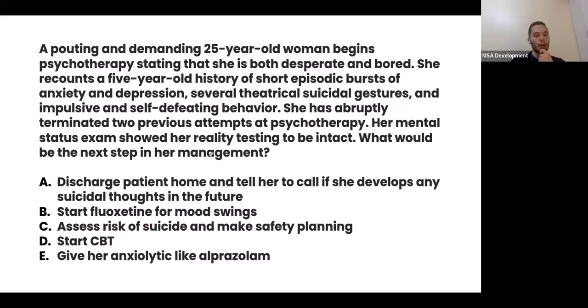Perfect. Right. A pouting and demanding 25-year-old woman begins psychotherapy, stating that she is both desperate and bored. She recounts a 5-year history of short episodic bursts of anxiety and depression, several theatrical suicidal gestures, and impulsive and self-defeating behavior. She has abruptly terminated 2 previous attempts at psychotherapy. Her mental status examination showed her reality testing to be intact. What would be the next step? C. So yeah, you need to make sure or assess the risk for suicide and safety plan.